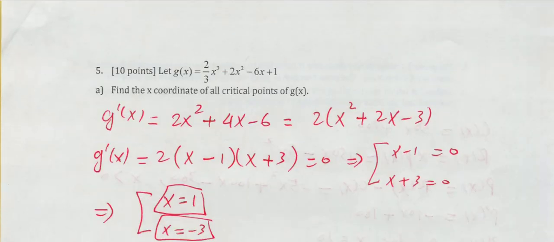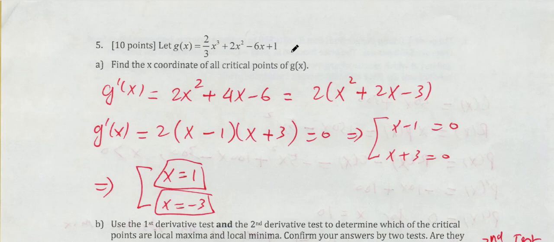Okay, next question. Let g of x be this function. Find the x coordinates of all the critical points of this function. Remember, the critical points are the points that make the f prime function 0. So all we have to do, in this case, is set the g prime function to 0. In this case, all we have to do is find g prime using the power rule. So I bring down 3 to get 2 thirds, and 3 when I bring it down here is cancelled with the bottom 3, so that becomes 2 only.